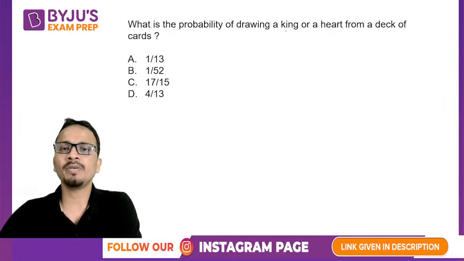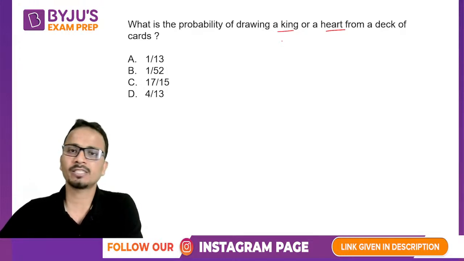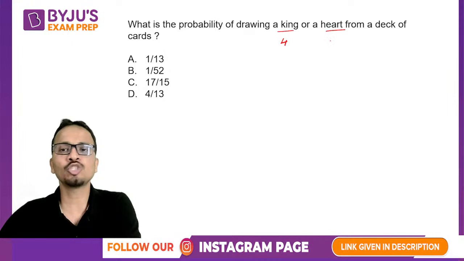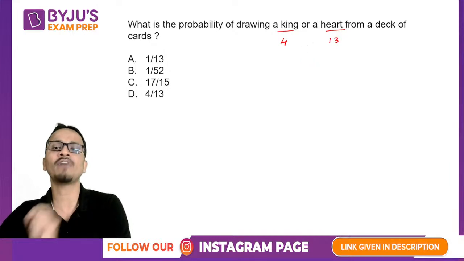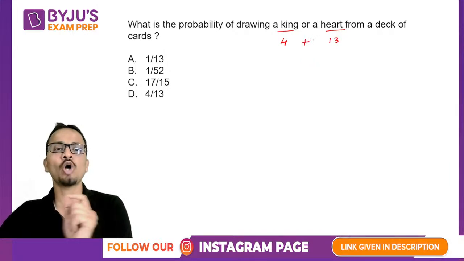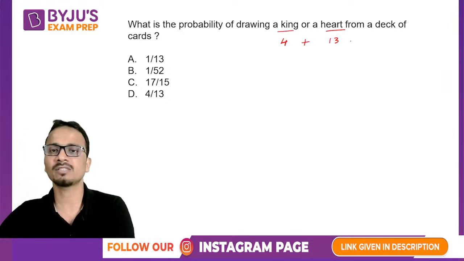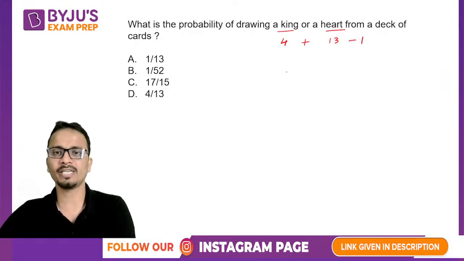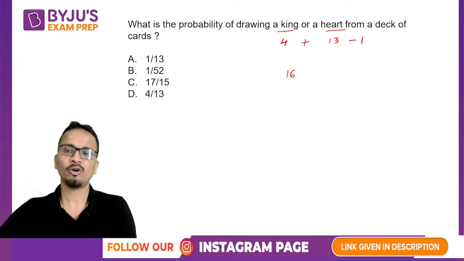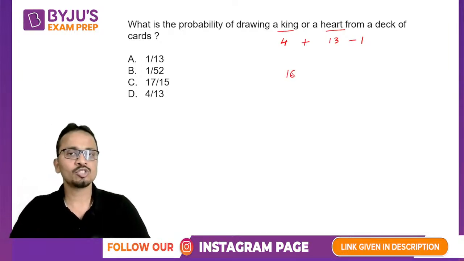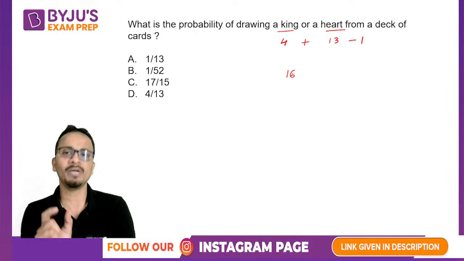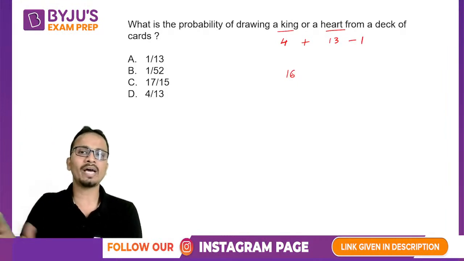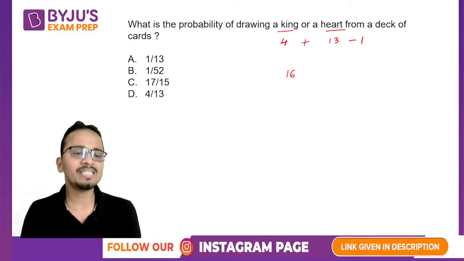Now we have to find out the probability of drawing a king or a heart. How many kings do we have in a deck of cards? There are 4 kings. And how many hearts do we have? There are 13 hearts. But there is one card which is the king of hearts. So the total number of kings or hearts will be 4 plus 13 minus 1, so it will be 16. We have 4 kings and 13 hearts, but there is one card which is common, the king of hearts. That is why kings or hearts will be 16 in number.